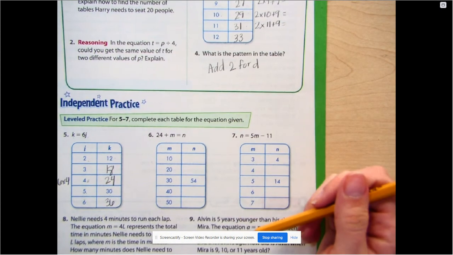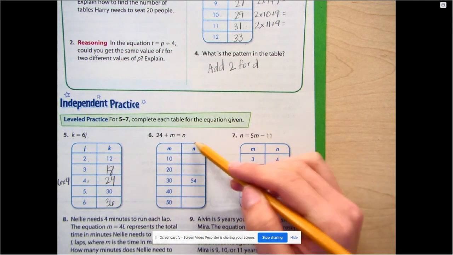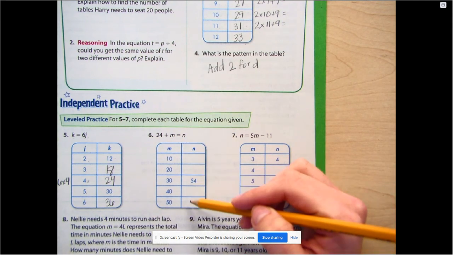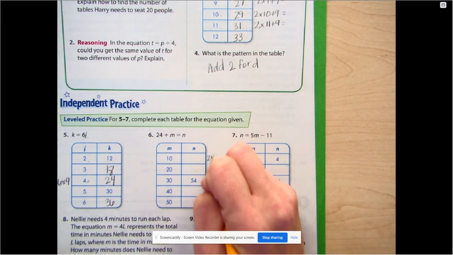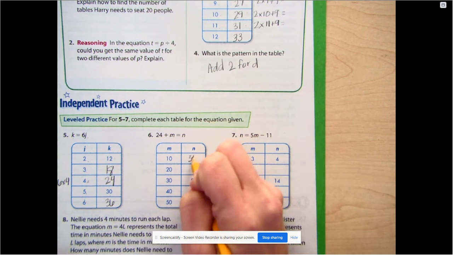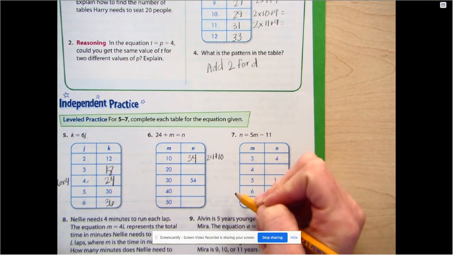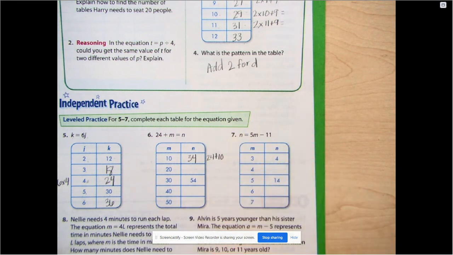Now I have 24 plus m equals n. I need to figure out what n is. They give me the m. I just have to plug it into the equation. So 24 plus 10. What does that equal? 34. Can you do the next one? I'd like you to write the equation over here and then put the answer into the Ed puzzle. Go ahead.